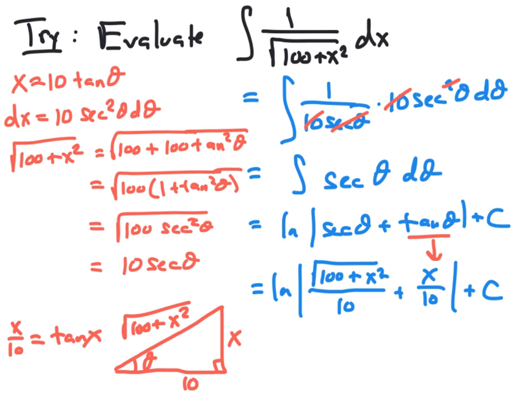We then use those two values, x as the opposite side and 10 as the adjacent side, in our right triangle. We see that the hypotenuse by the Pythagorean theorem will be the square root of 100 plus x squared. And so from this triangle, we see that the secant of theta will be the hypotenuse, square root of 100 plus x squared, over the adjacent side of 10, which tells us that secant theta can be replaced with square root of 100 plus x squared all over 10, and this gives us our final value for our integral.